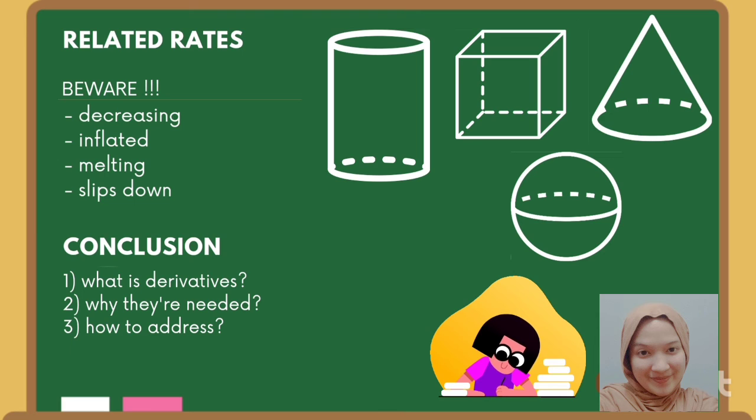At the end of this assignment, our task goal has been achieved, despite the fact that we had to overcome various obstacles in order to complete it. We worked well together. We can explain what derivatives are, why they are needed, and how to address related rates problems. Last but not least, it can be clarified that the differentiation principle can be used to solve problems in our daily life.